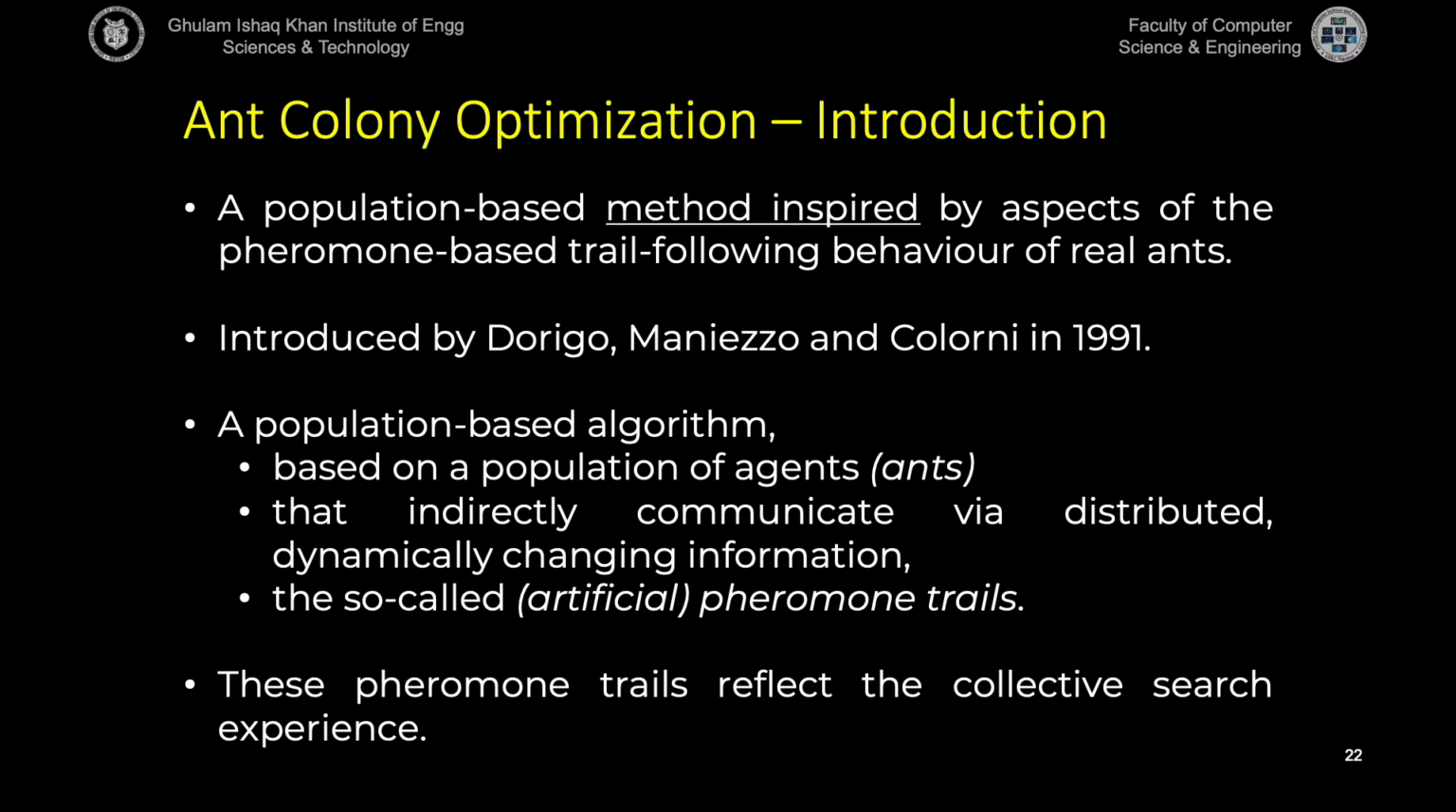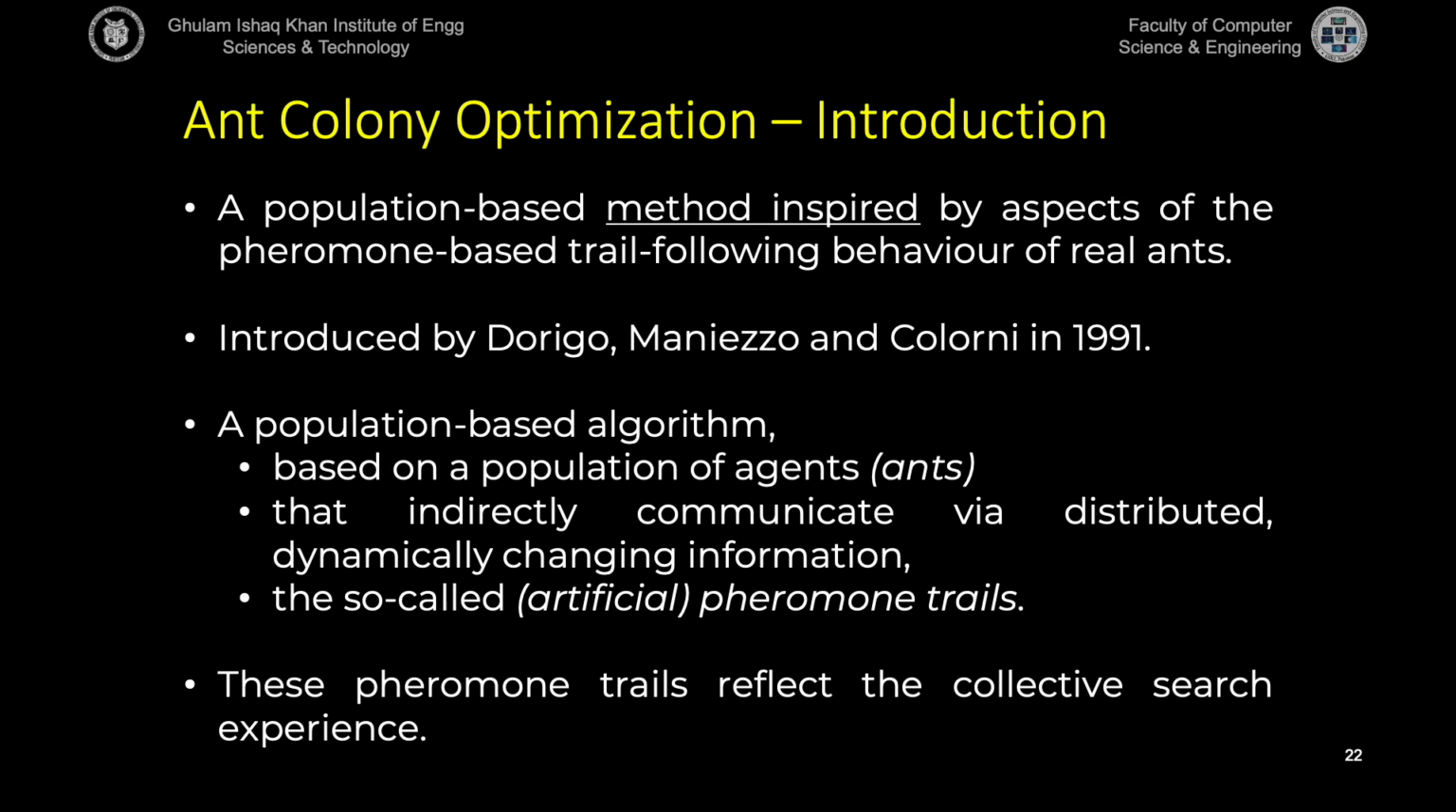So ant colony optimization is a population based SLS method inspired by aspects of the pheromone based trail following behavior of real ants. It was first introduced by Dorigo, Maniezzo and Colorni in 1991 as a metaphor for solving hard combinatorial problems such as the traveling salesman problem.